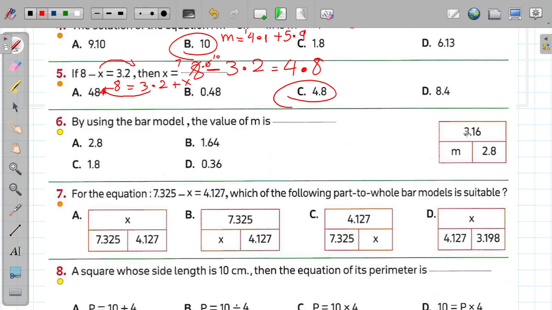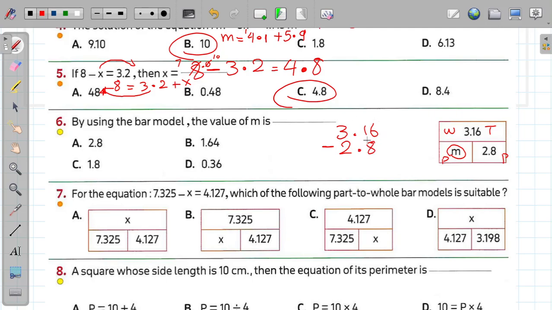Next, by using the part model, the value of m equals what? Listen, here I have 3.16 is the total number, or the whole number. Okay, and here 2.8 and m are parts. So to find the value of m we will use subtraction. So m equals 3.16 minus, the big number first, minus 2.8.